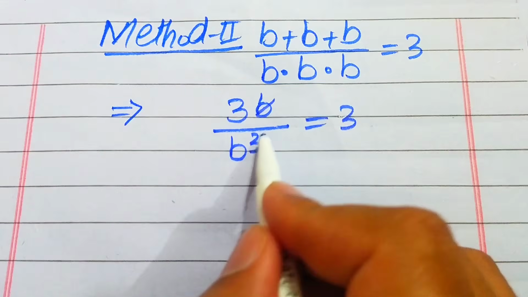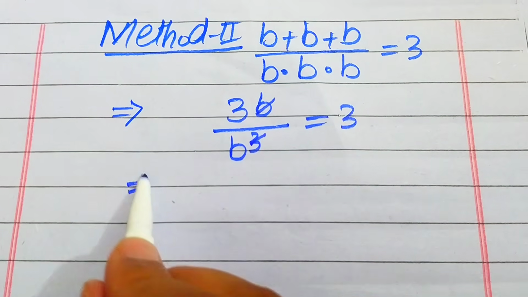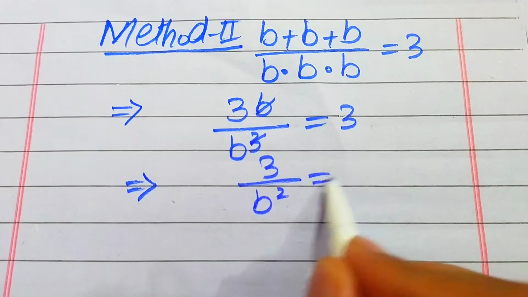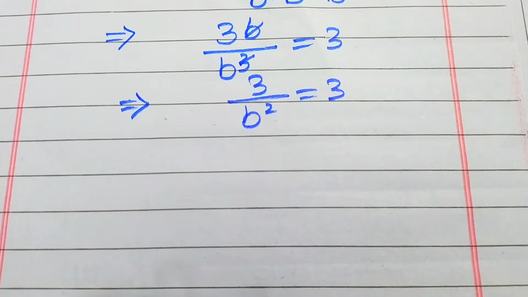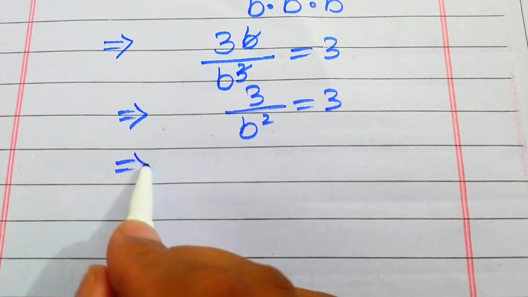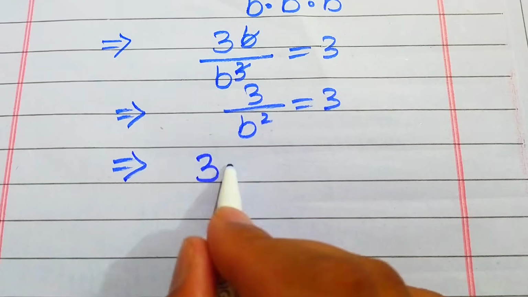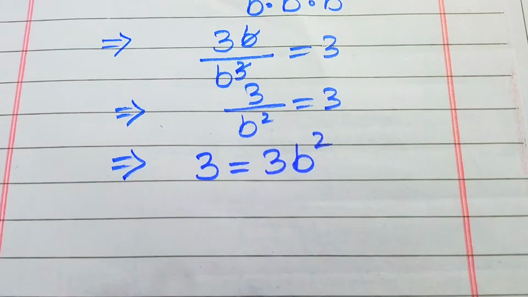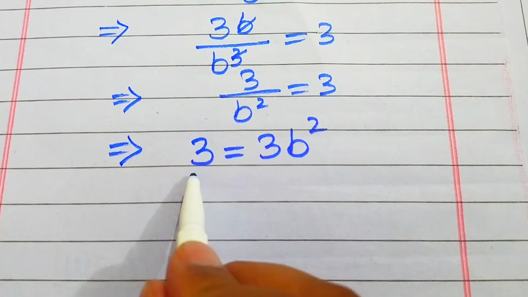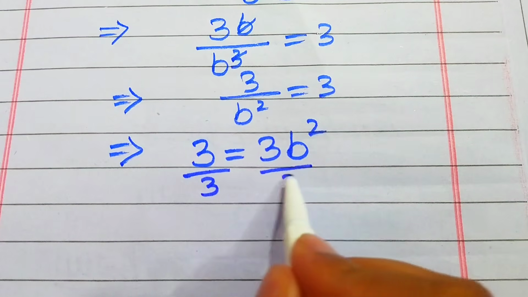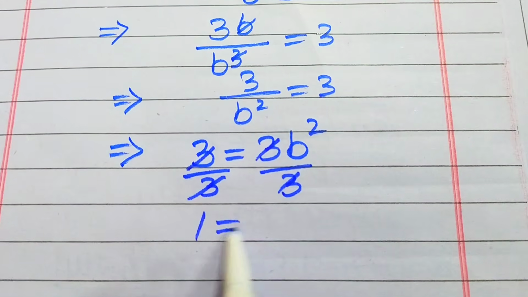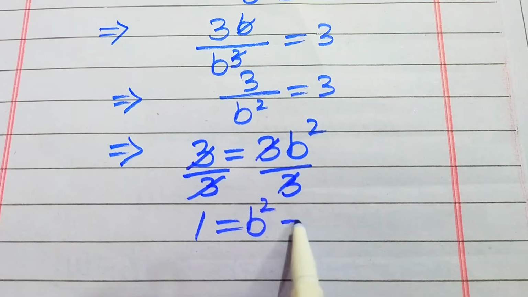So you see that this b and this b cancel out each other, and we get 3 divided by b square equals 3. And further we move b square from the left hand side to the right hand side, and we get 3 equals 3 times b square. And now for the values of b, we divide both sides by 3. This and this and this are gone, and we get 1 equals b square.